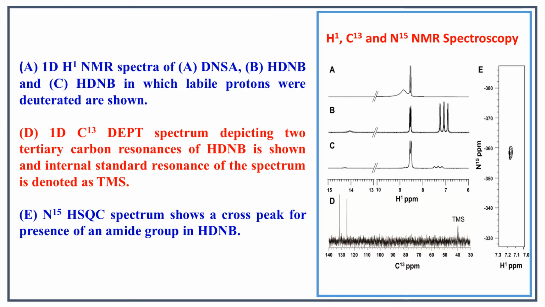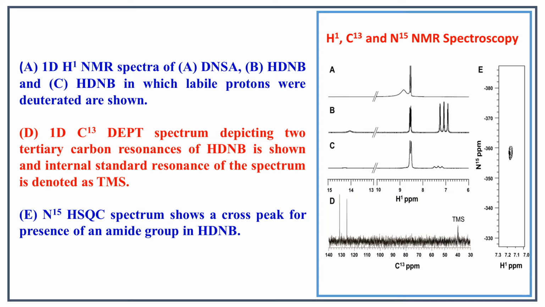Panel C is the proton NMR of HDNP after subjecting it to hydrogen-deuterium exchange. The absence of the resonances at 7.2 ppm suggests that they are due to labile protons of the amide moiety. Panel D is the carbon-13 DEPT of the HDNP. The data depicted two carbon-13 resonances at 125.9 and 131.5 ppm, indicating the HDNP has two tertiary carbon atoms.